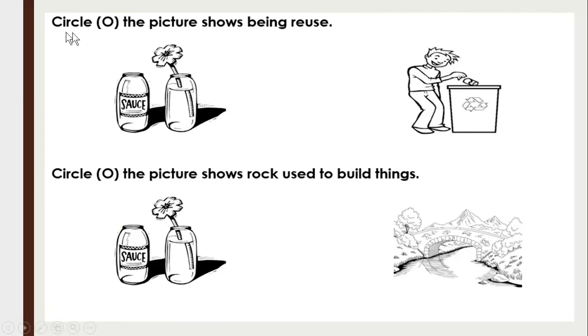Third direction, circle the picture that shows something being reused. First or second? Very good. The answer is the first picture.